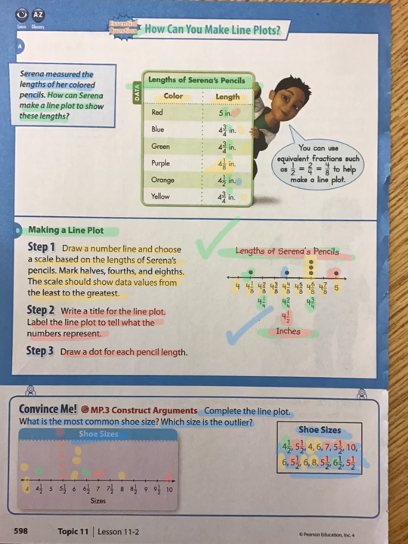1, 2, 3, 4, 5, 6, 7, 8, 9, 10, 11, 12, 13, 14, 15. Uh-oh, I made a mistake. Actually, no, I did not. I just counted the dots wrong. I recounted them again, and there are 14 of them.